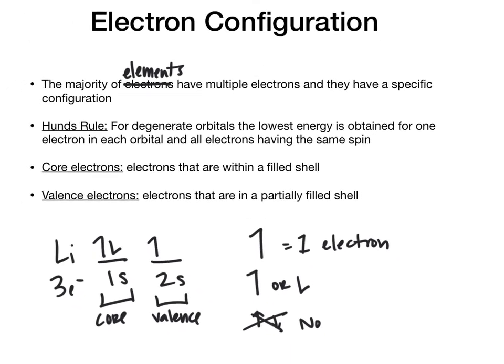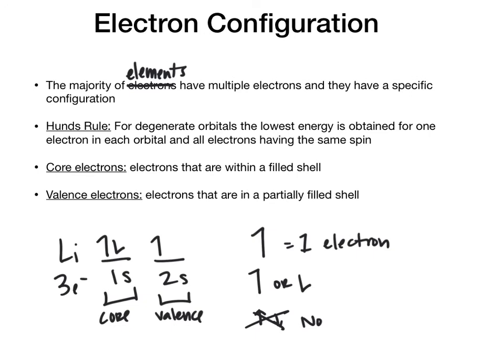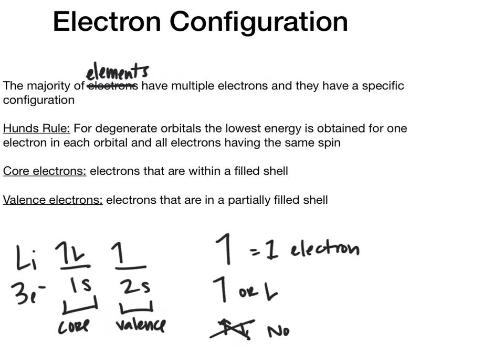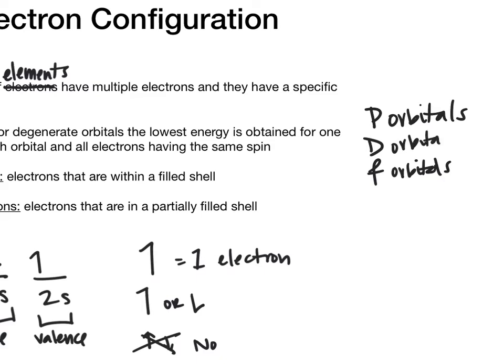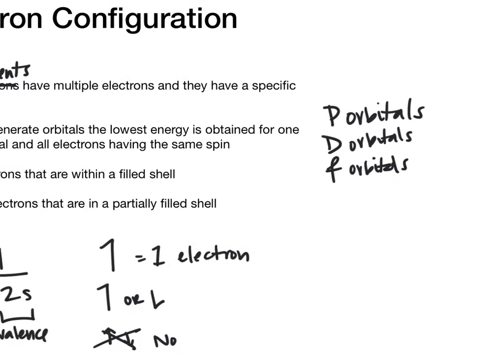So let's talk about Hund's rule. It says for degenerate orbitals, the lowest energy is obtained for 1 electron in each orbital and all electrons having the same spin. So our up arrow and our down arrow mean that they have different spins. Degenerate orbitals are things like the p orbitals, the d or the f orbitals. It is not the s orbitals because there is just 1. Basically, degenerate orbitals are anything with an m sub l other than 0.